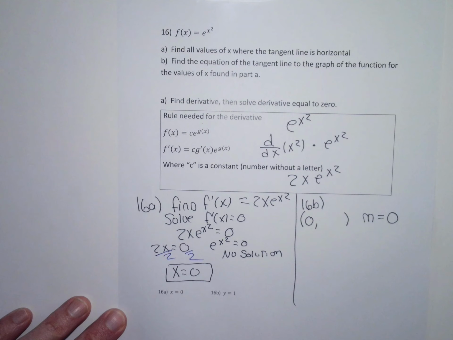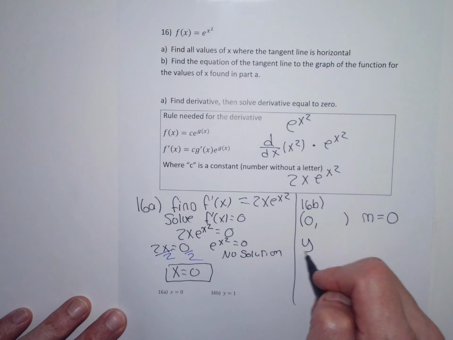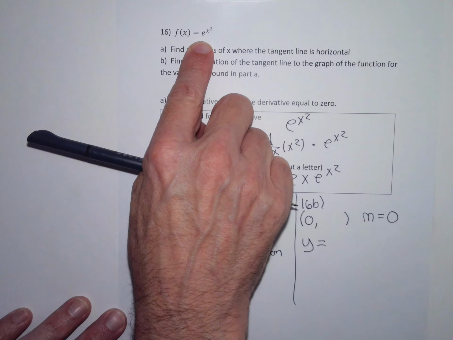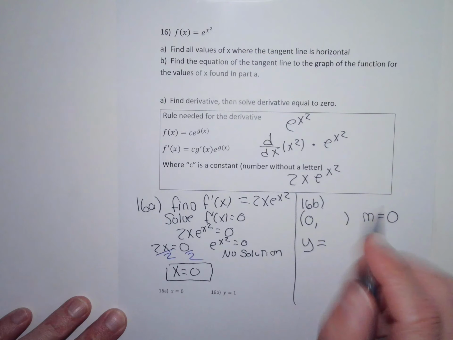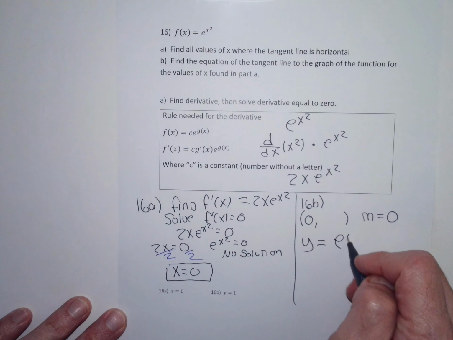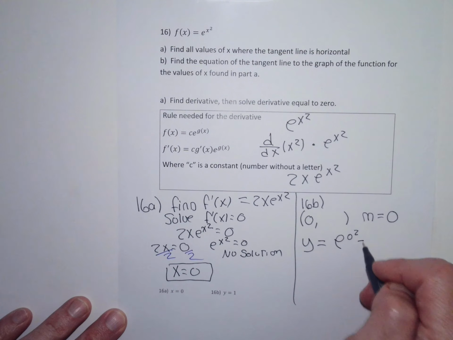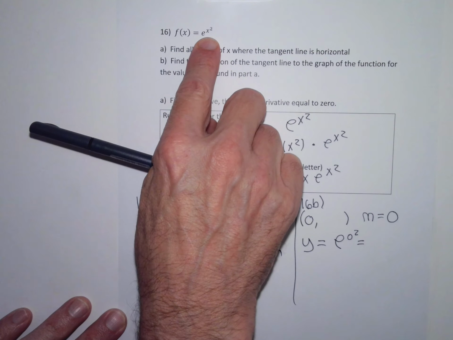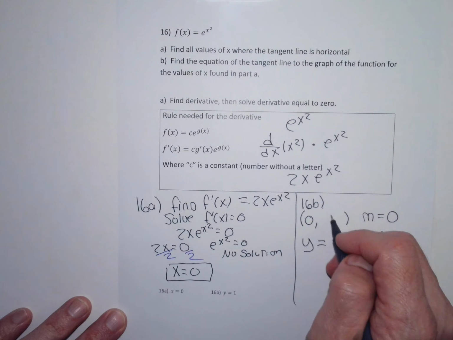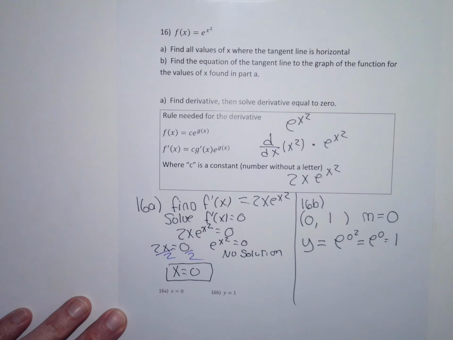I need to get the y coordinate of the point, and I get the y-coordinate of the point by using the original function and not the derivative. Plugging numbers into derivatives gives me slopes. Plugging numbers into the original function gives me the y-coordinates of points. So if I just change that x to 0, I get e to the 0 squared, which is e to the 0, and anything to the 0 power is 1. So the y-coordinate of the point is 1.